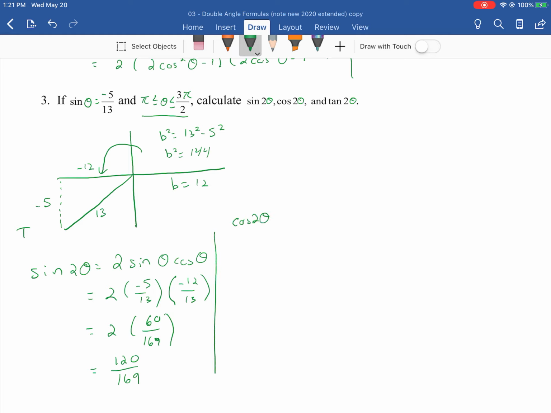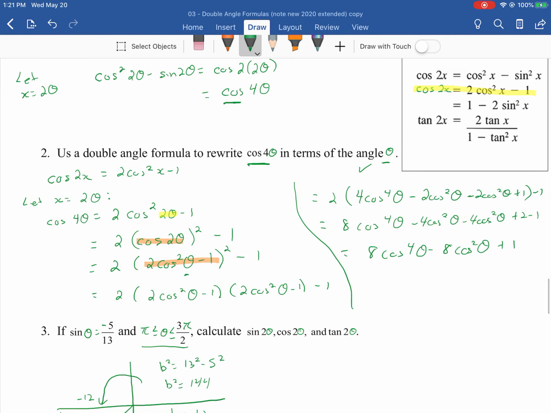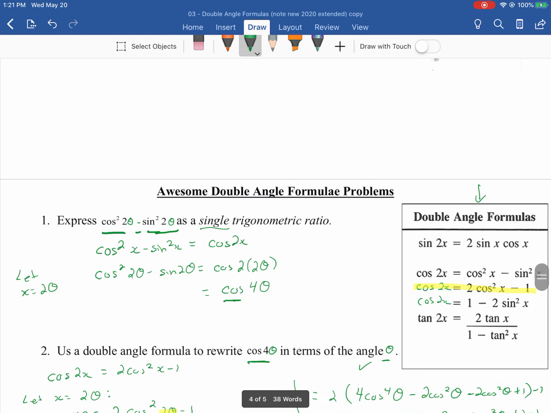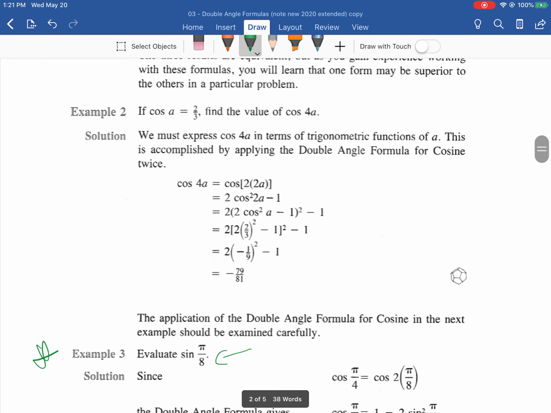Okay, then they wanted what? Cos of 2 theta. And you have many choices here of how to use it. I really like this version, 2 cos squared theta minus 1. I find that the easiest one to work with. But in other situations, you might want to use the other versions. There are 3 different versions of cos 2x. You say to yourself, why are there 3 different versions?